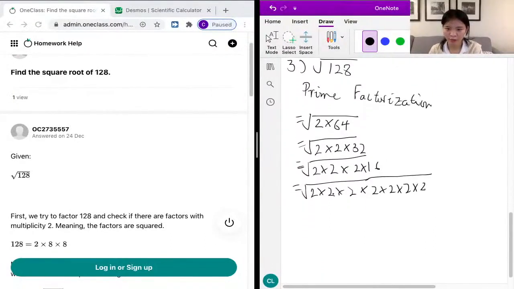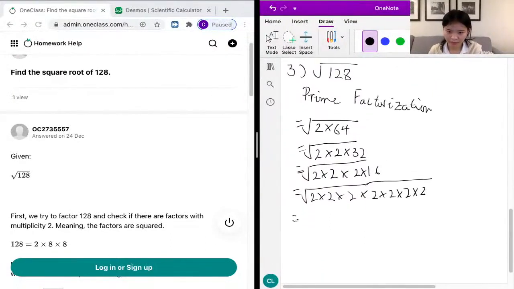But we'll just do the full steps because our audience is like everyone. So let's count the number of 2's. We have 1, 2, 3, 4, 5, 6, 7 2's. So let's just do 2 times 2 to the power of 6. So that's 7 2's in total.